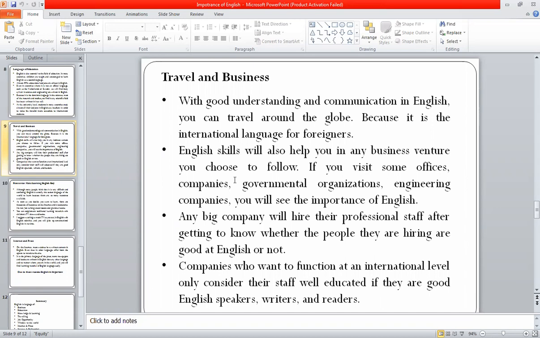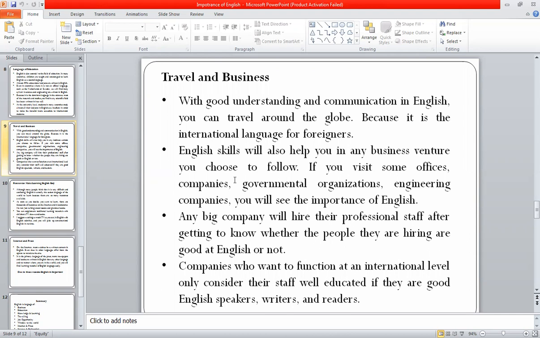So it will be possible only when you are well aware of the fact that English is an important language for you. Then we have discussed any big company, any type of IT company or multinational company, MNC. They will hire their professional staff after getting to know whether the people they are hiring are good at English or not. So they are checking your knowledge of the English language.